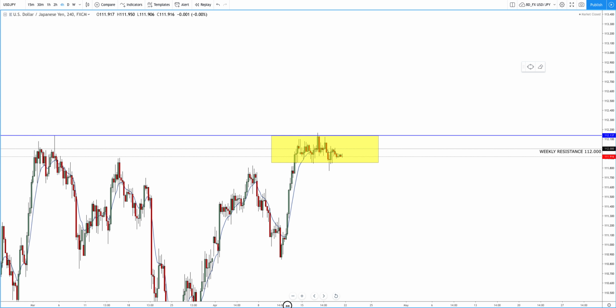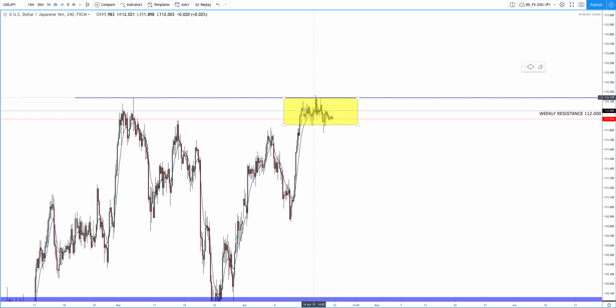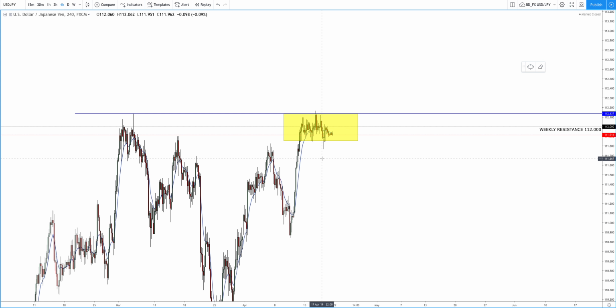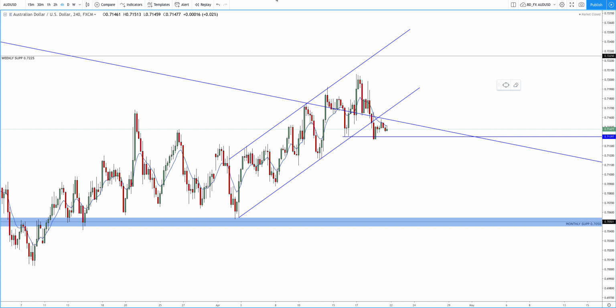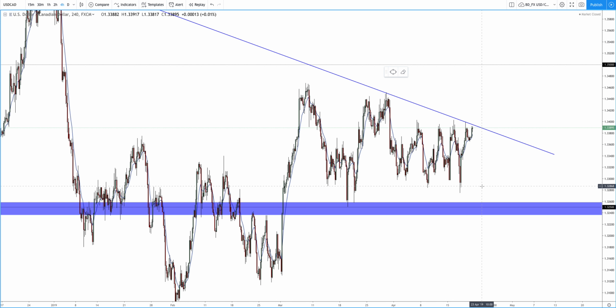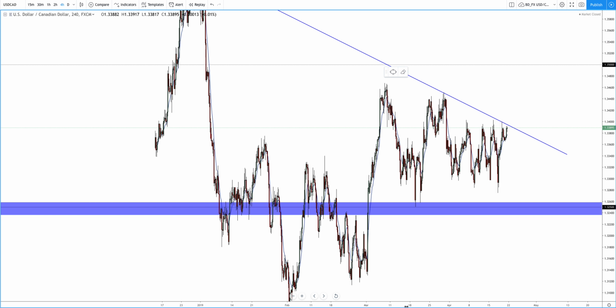We might not see this pair break out of this consolidation zone until that news comes out and helps give us a kick to break out either to the upside or to the downside. So I'll be watching out for that, watching out for Aussie dollar. And another pair I'll be looking out for this week, some of you may not know, Aussie dollar has some inverse correlation with USD CAD. So I'm going to be looking out for this.